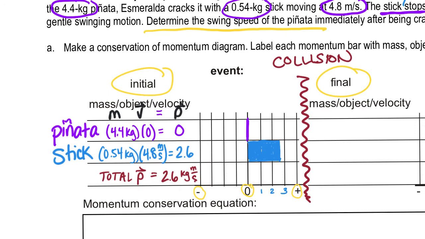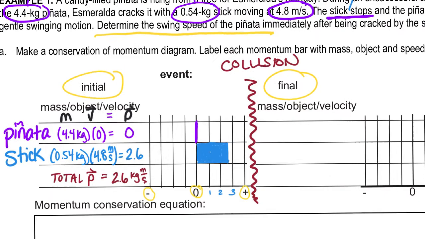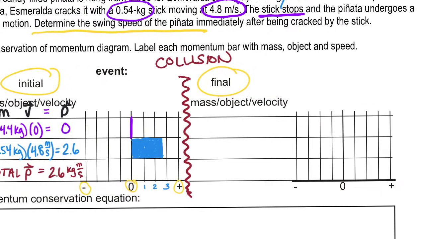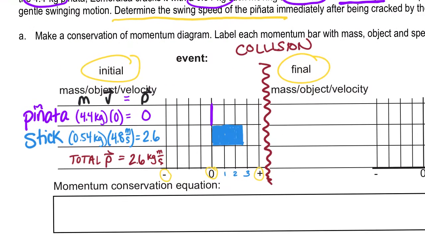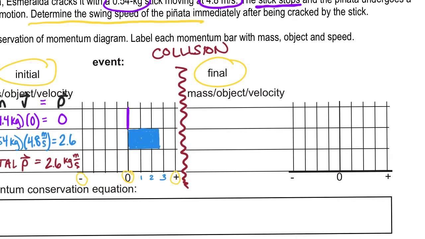And that takes care of the situation before the collision, okay? I'm going to now slide over here, and I'm going to do the same exact thing for after the collision, okay? Now, I'm not going to rewrite piñata and stick because I don't have a lot of room here, but I'm going to keep everything in the same color. I'm going to have a mass, a velocity, and a momentum after the collision for the piñata and for the stick.